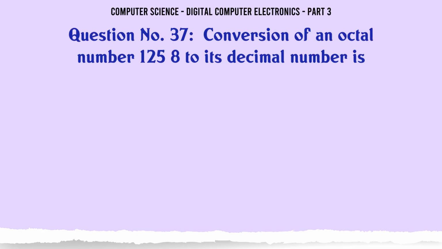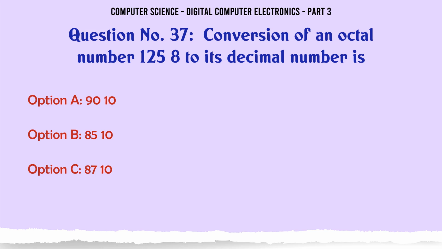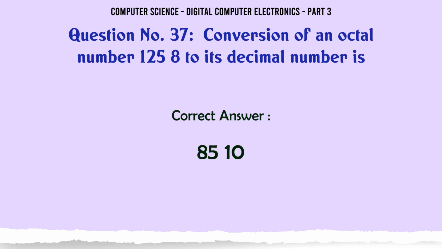Conversion of an octal number 125 point 8 to its decimal number is A. 90 (base 10). B. 85 (base 10). C. 87 (base 10). D. 99 (base 10). The correct answer is 85 (base 10).